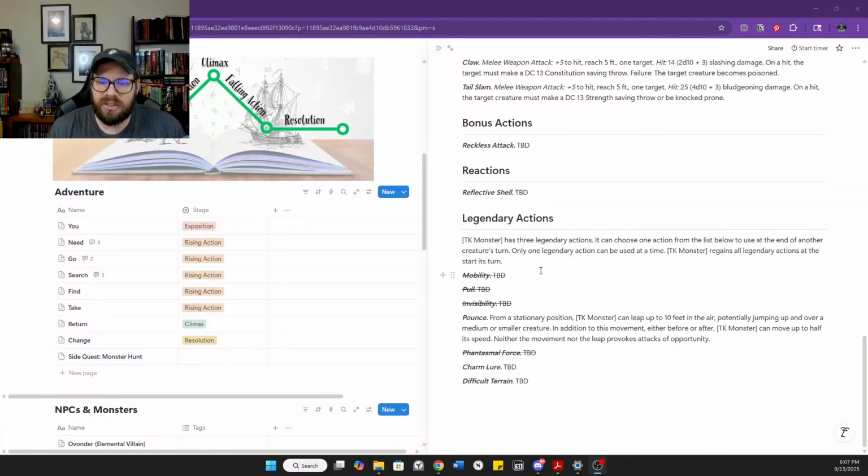And so let's talk about legendary actions right now. And last time we did a little bit of work on this, we decided that our creature is going to have 3 legendary actions, and it can choose from them.